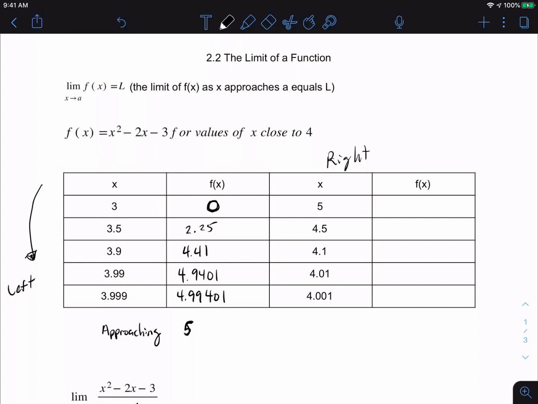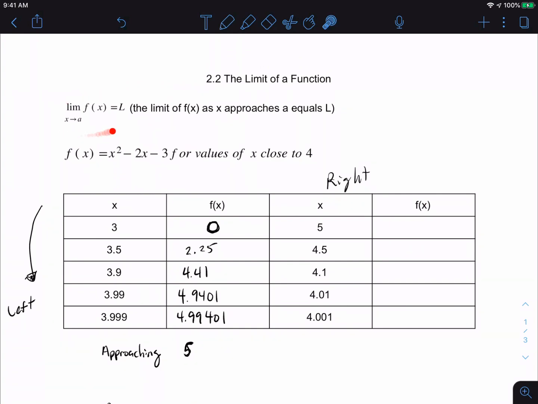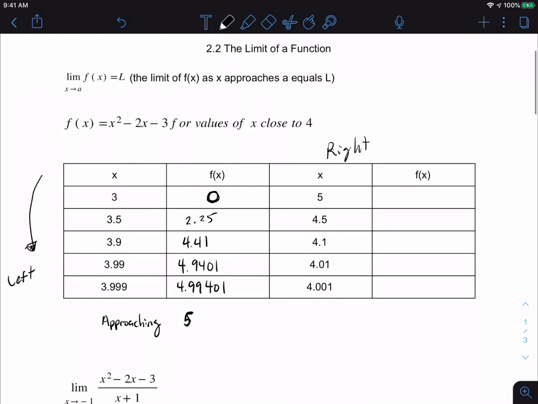But, and I'll talk about that, it looks like it's only coming from one side. In order for us to say that this is a limit that's coming from both sides, I need to show that it approaches the same number coming from the left as it does coming from the right. Okay? So, when I plug in 5, I'm going to get 12.